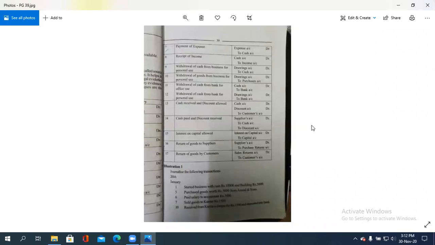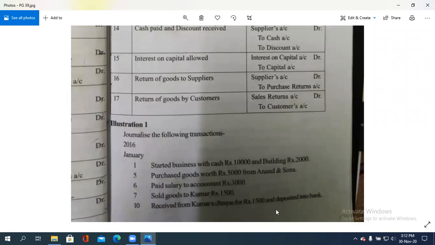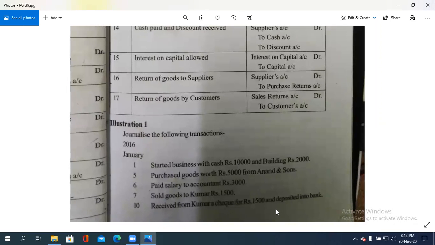See the first question: journalize the following transaction. Started business with cash rupees 10,000 and building rupees 2,000. Whatever is coming into the business, for the first case, cash account debit to capital, that is 10,000, and building account debit to capital, it is 2,000. So we will write a compound journal entry: cash account debit 10,000, building account debit 2,000, to capital account 12,000.